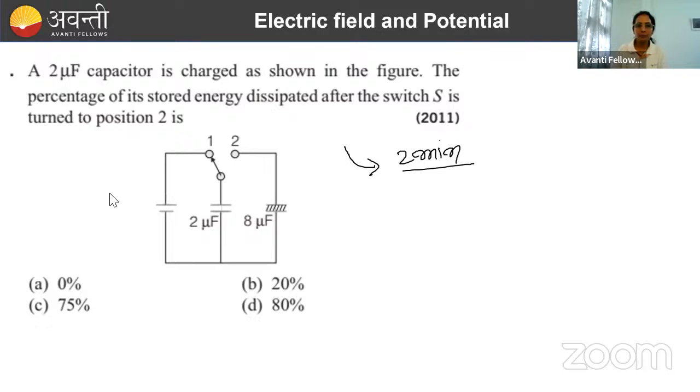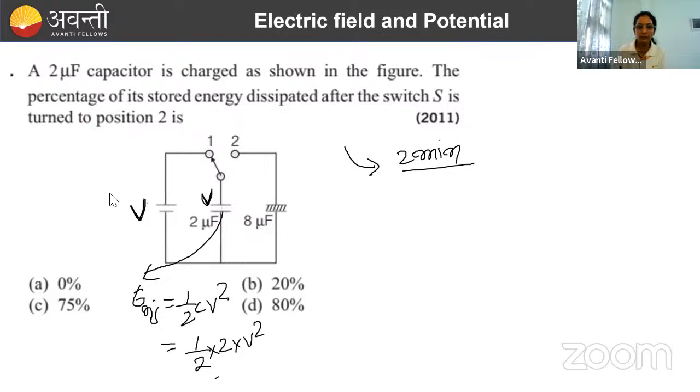So a 2 microfarad capacitor is charged as shown in the figure. The percentage of its stored energy dissipated after the switch S is turned to 2. Suppose its potential is V. Initially, this 2 microfarad capacitor will get charged with potential V. The initial energy is stored only on the 2 microfarad capacitor, so it will be equal to half CV square. C is 2, so half into 2 into V square, that is V square. This is our initial energy.